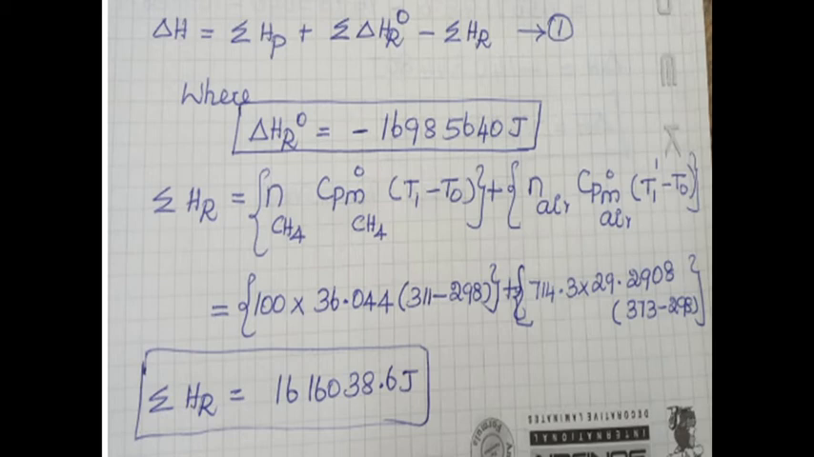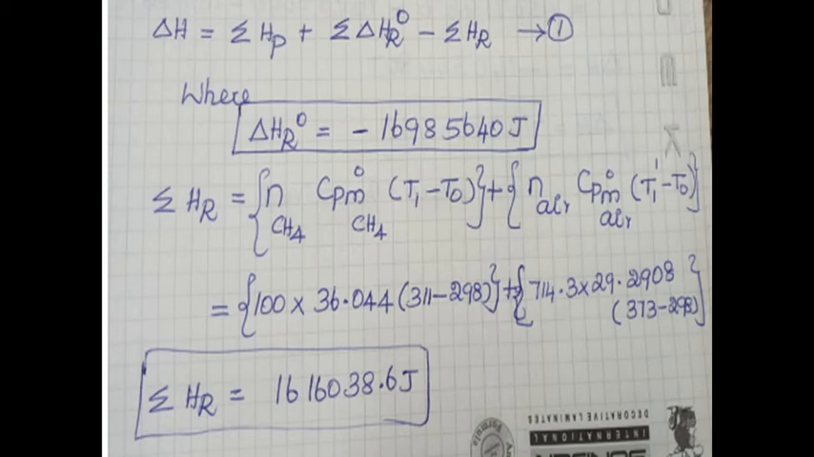Summation of Hp is equal to enthalpy of product. Summation of HR is equal to enthalpy of reactant. Delta H R naught is equal to standard heat of reaction at standard temperature, that is 298 Kelvin. Delta H R naught is a given data. You should take that value, minus 16985640 joule. Are you clear?